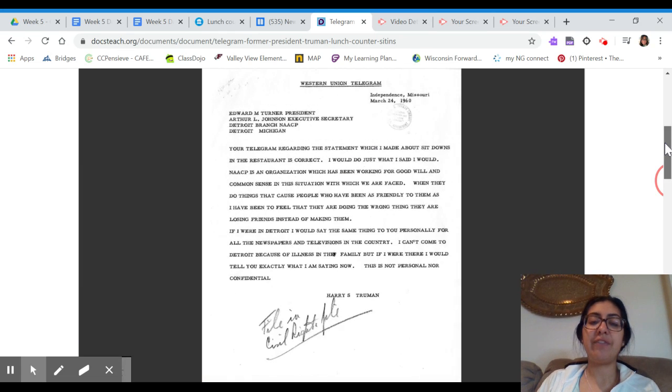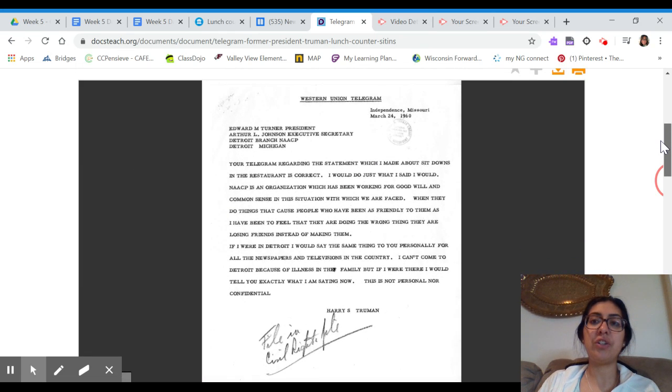So this kind of artifact really shows you how leaders were talking about and trying to solve the issues that were happening in the past, and specifically with the sit-ins, so how the leaders back then were handling it. This is good evidence from the past that shows really truly what happened.